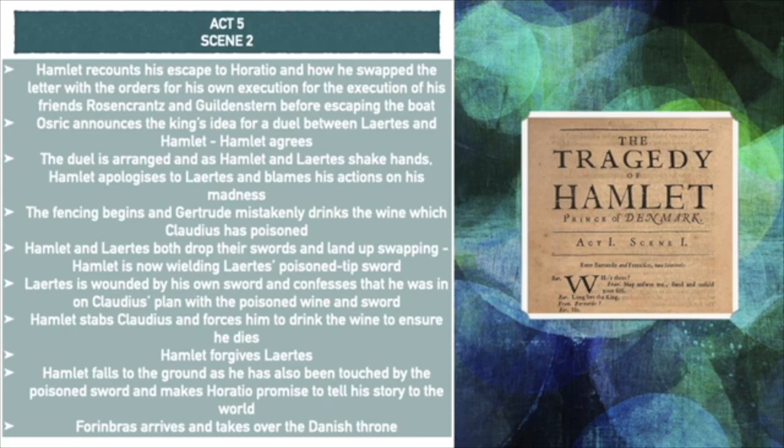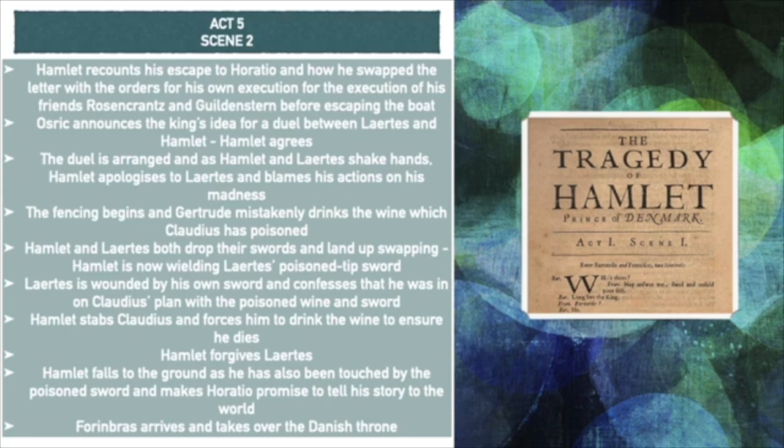Hamlet and Laertes, in their scuffle, both end up dropping their swords and swapping swords. So now Hamlet is left wielding Laertes' poison-tipped sword. Laertes is then wounded by his own sword, and once he realizes that he's going to die, he confesses that he was in on Claudius's plan with the poisoned wine and the sword. Hamlet gets really angry in this moment, and he goes and stabs Claudius. He also forces him to drink the wine to make sure that Claudius is going to die.